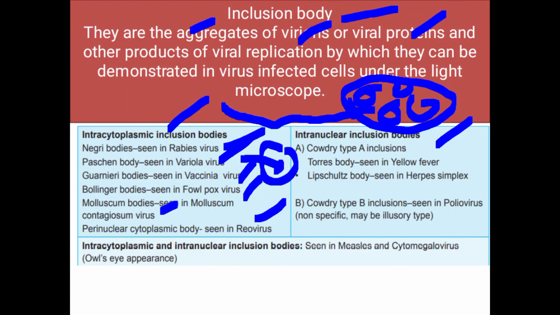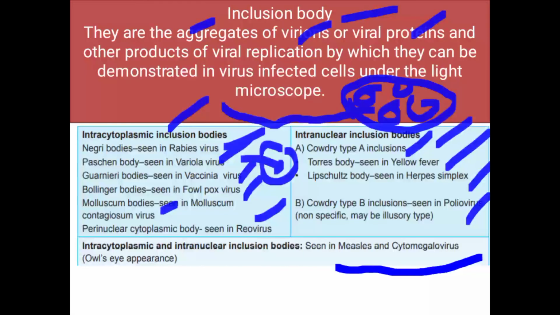Now, some viruses produce inclusion bodies in the nucleus. For example, Cowdry type A inclusion, the Torres body seen in yellow fever virus, Lipschütz body seen in herpes simplex virus, Cowdry type B inclusion seen in poliovirus. Non-specific may be lesser type. Intracytoplasmic and intranuclear inclusion bodies are seen in measles and cytomegalovirus. It means that cytomegalovirus and measles produce intracytoplasmic and intranuclear inclusion bodies, and these are called owl-eye appearance. They look like the eyes of an owl.